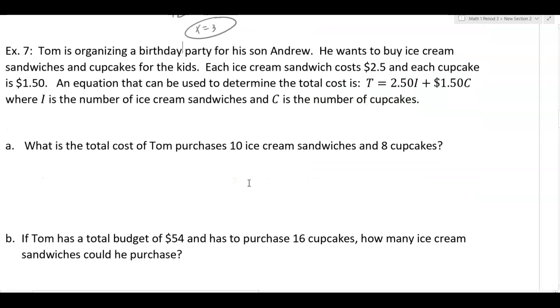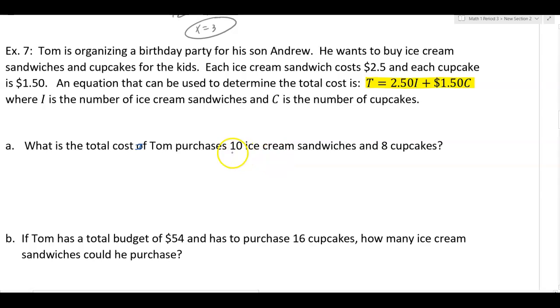Example 7, Tom is organizing a birthday party for his son Andrew. He wants to buy ice cream sandwiches and cupcakes for the kids. Each ice cream sandwich costs $2.50, and each cupcake costs $1.50. An equation that can be used to determine the total cost is T equals 2.50I plus 1.50C, where I is the number of ice cream sandwiches and C is the number of cupcakes. What is the total cost of Tom's purchases?